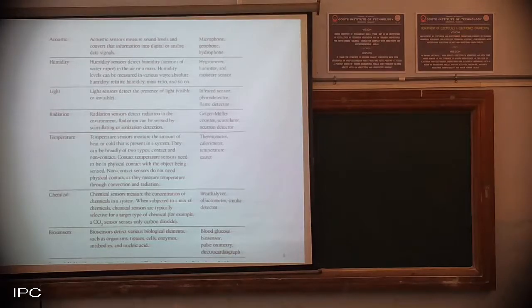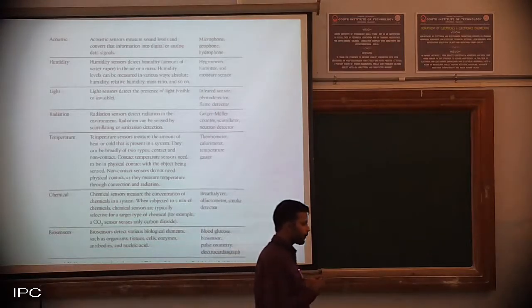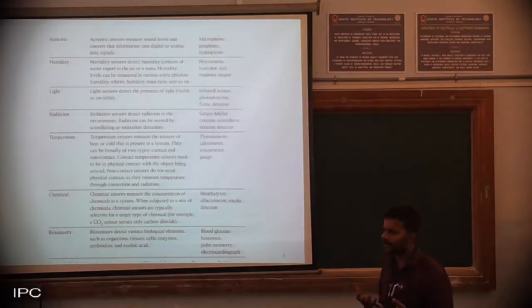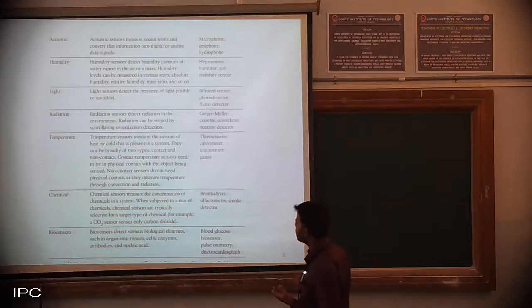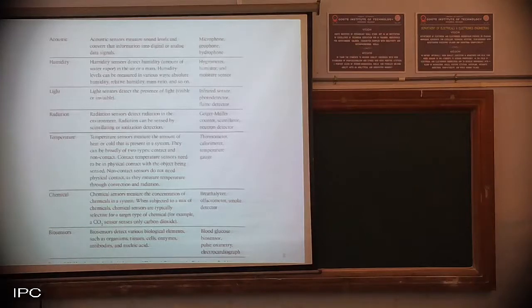Okay, and next is radiation. In order to measure radiation, we can use the Geiger-Müller counter, the scintillator, or the neutron detector. These are basically used in nuclear power projects, or even to measure our mobile radiation, we can use this sensor. And to measure temperature, we can use the thermometer, calorimeter, and temperature gauge. So these three can be used to measure temperature.